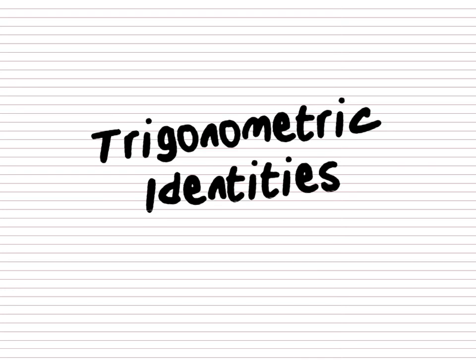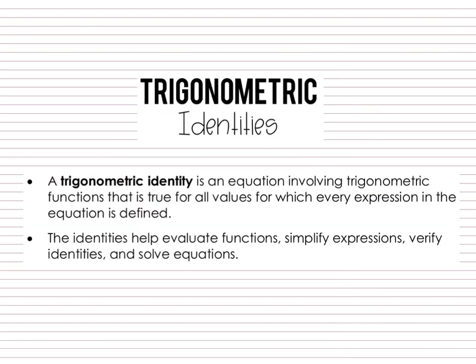Hi everybody, this video is going to talk about trigonometric identities and how we are going to use them in our class. So basically, the definition of a trigonometric identity is an equation involving trigonometric functions that is true for all values for which every expression in the equation is defined.